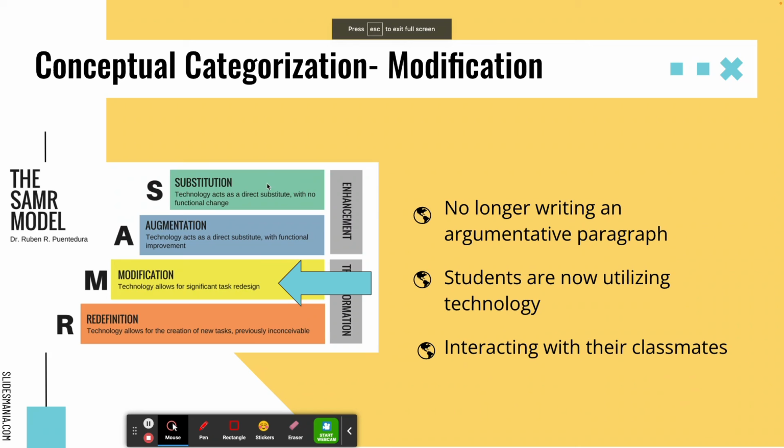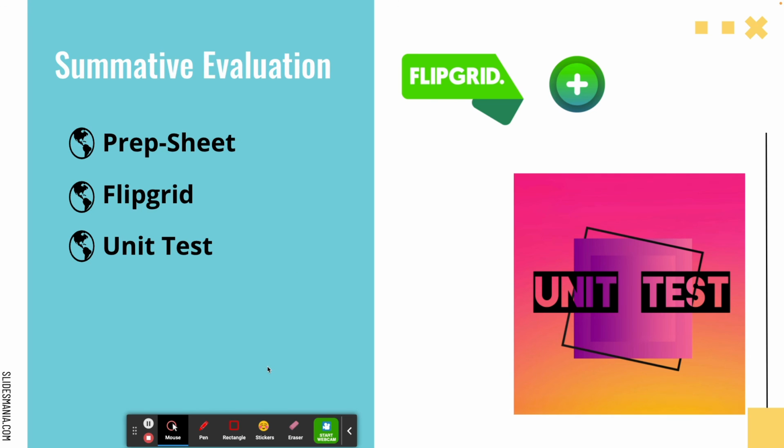Conceptual categorization, modification: they're no longer writing an argumentative paragraph. They're focusing now on new technology and more interaction with their classmates, especially by responding to their peers and critiquing the solutions that are provided. Summative evaluation: they're going to be turning in the prep sheet and Flipgrid, and those will be graded according to the rubric with the assignment posted. Then there will be questions on the unit test on this conflict, not just basic memorization, but application style questions.